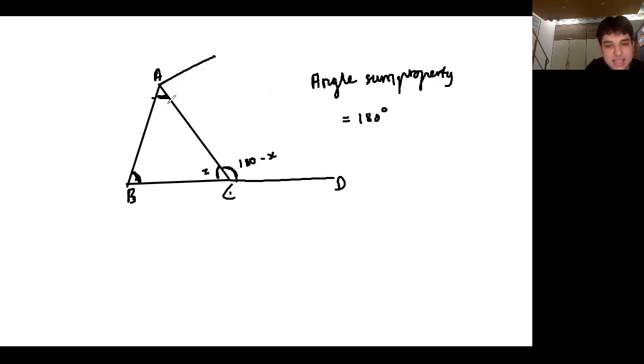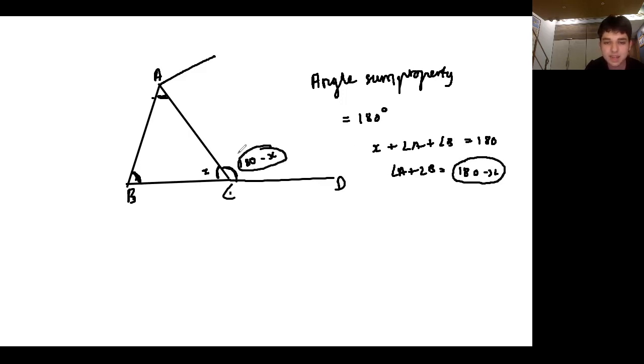Now if this is already X, that means the sum of these two angles will be 180 minus X, because you have X plus angle A plus angle B equal to 180. Therefore angle A plus angle B is equal to 180 minus X. Now 180 minus X is also the same value as this angle ACD. And this is what the exterior angle property of a triangle is: the exterior angle is equal to the sum of its two opposite interior angles.